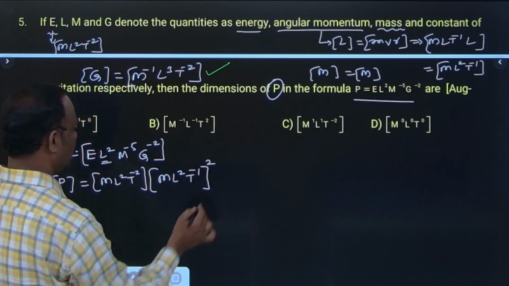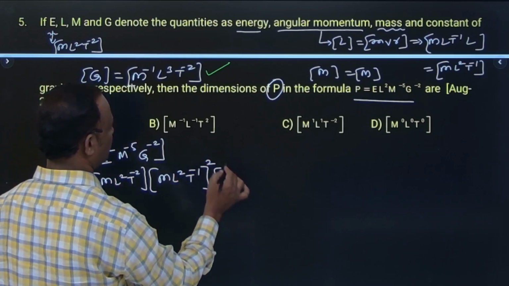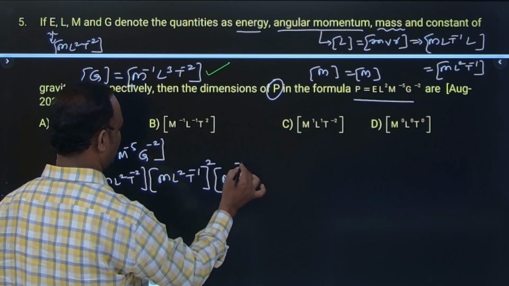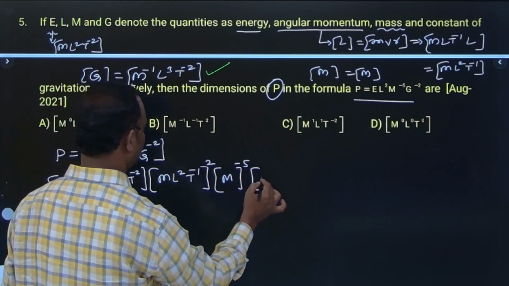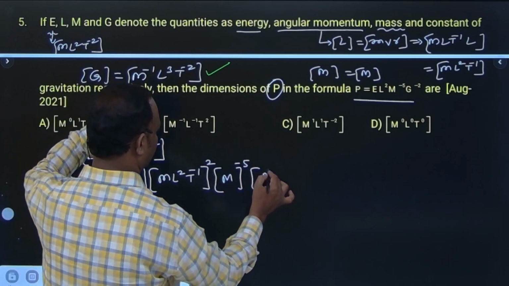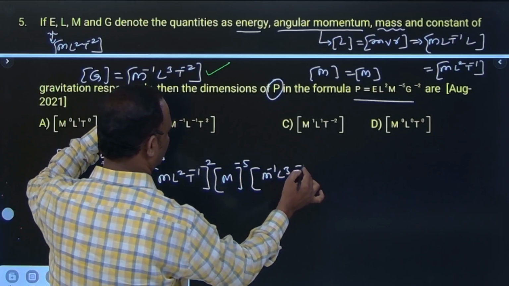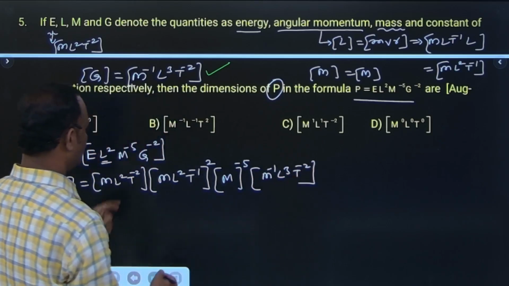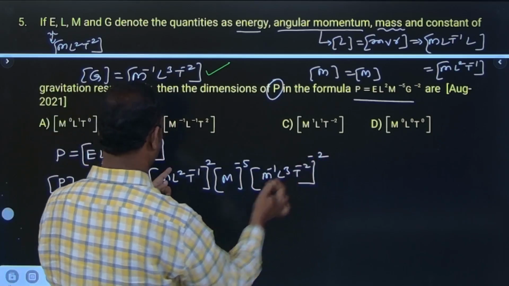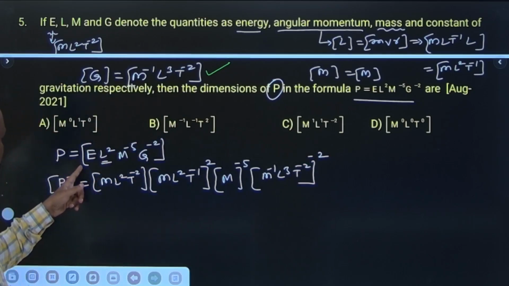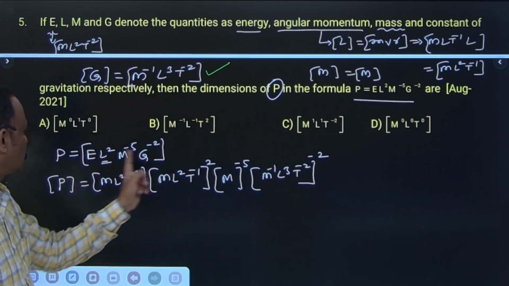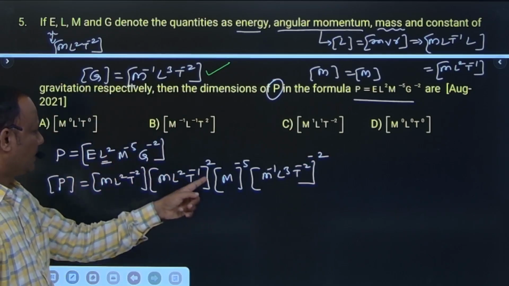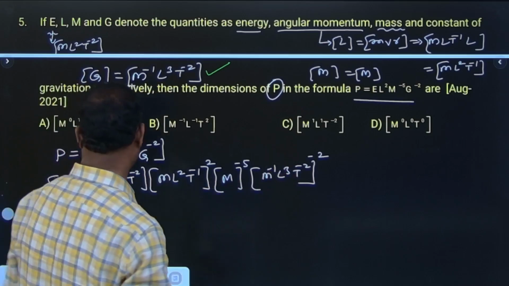Carefully. M is what? Mass only, dimension formula M only, to the power of minus 5. G is what? We have already written M minus 1 L cube T minus 2, to the power of minus 2. Check the powers clearly. So this is energy, this is square of angular momentum, M is minus 5, G is minus 2.